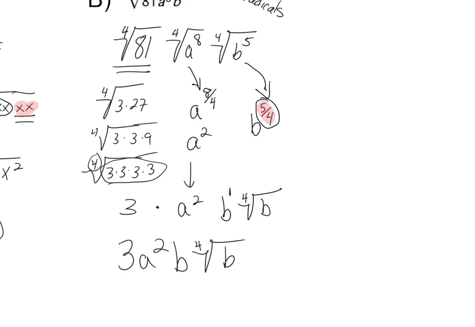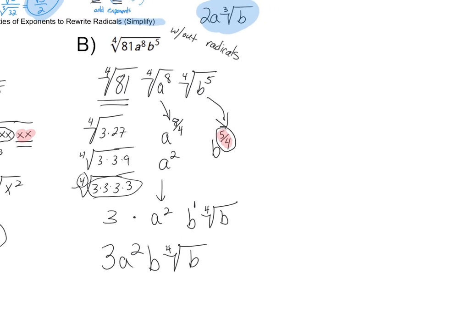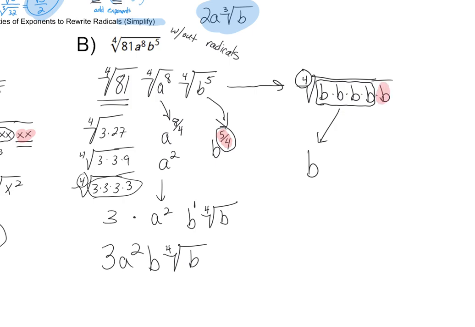Now, I want to point one thing out. Another way to think about this fourth root of b to the 5th is the fourth root of b times b times b times b times b, 5 b's. And remember, when we have a fourth root, for every group of 4 b's, I can take 1 b out, and guess what's left over? I still have 1 b under the fourth root, which is exactly what we get for our answer.